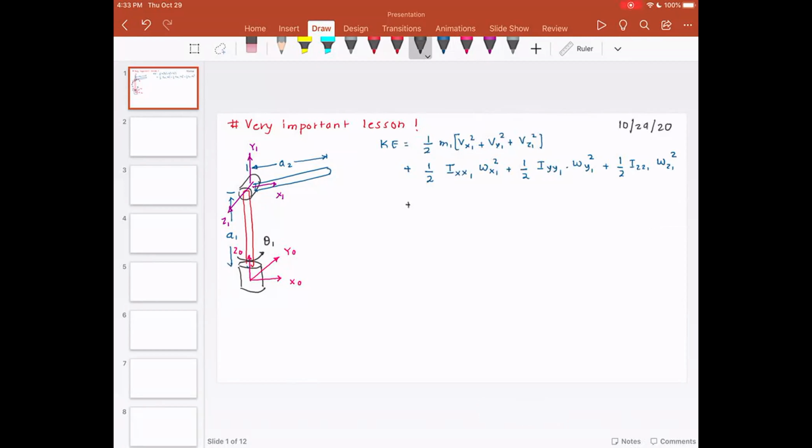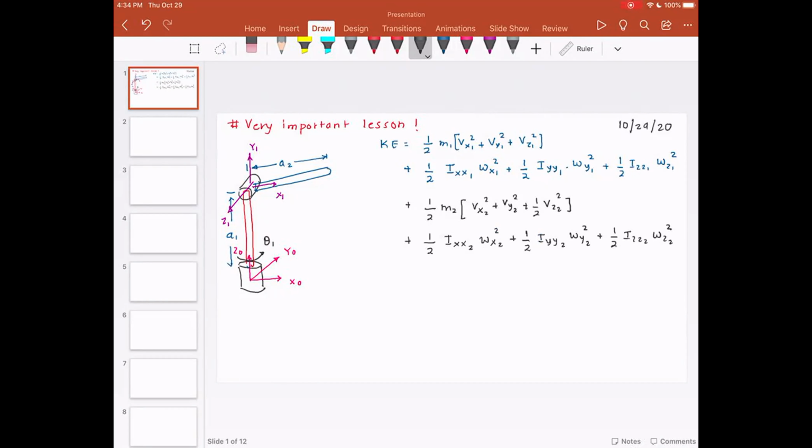Continuing, for the second link, the mass is m2 and the kinetic energy is 1/2 m2 (vx2 square plus vy2 square plus vz2 square) plus 1/2 Ixx2 omega x2 square plus 1/2 Iyy2 omega y2 square plus 1/2 Izz2 omega z2 square.